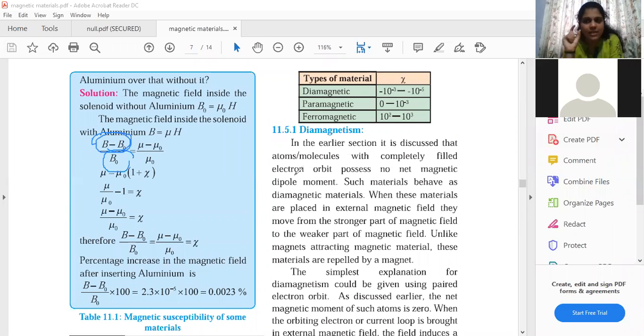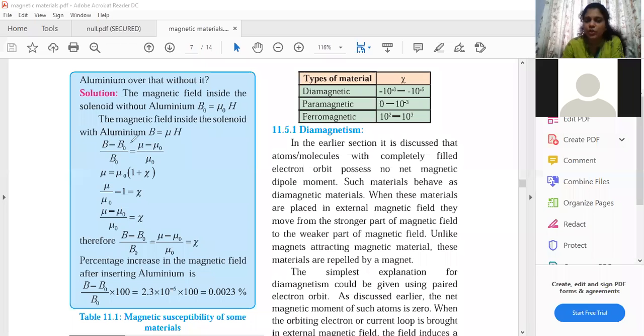See, B is the total magnetic field, including B naught and the magnetic field of the aluminium. So now we have to exclude B naught from this. We have to just take the ratio of the magnetic field of the material, aluminium. I hope you all are understanding this.